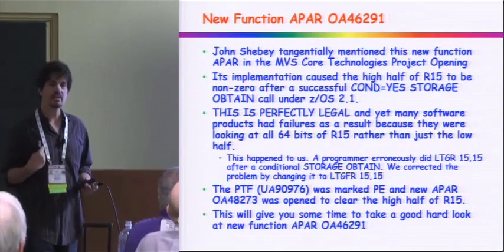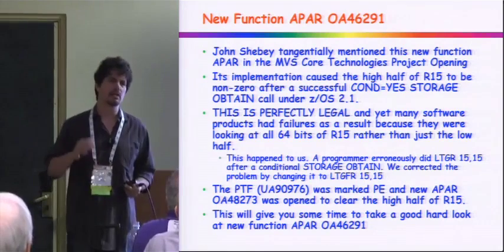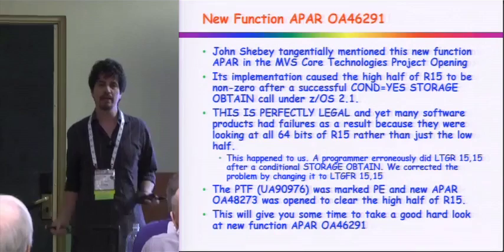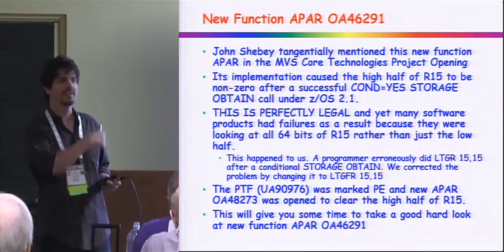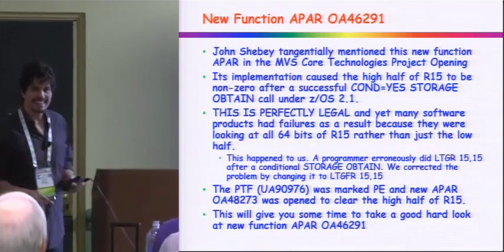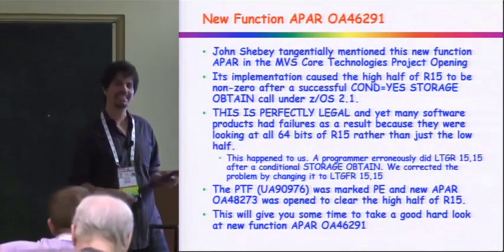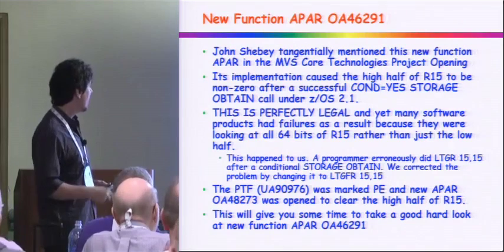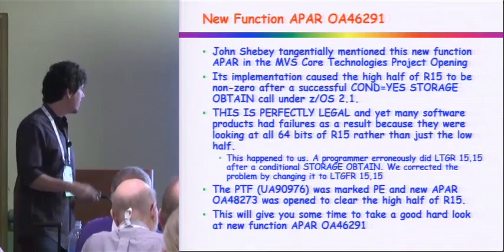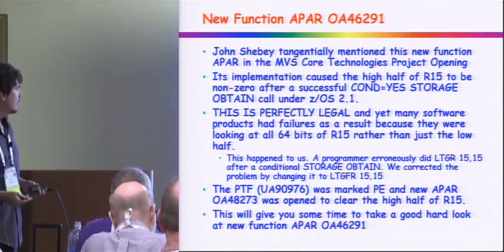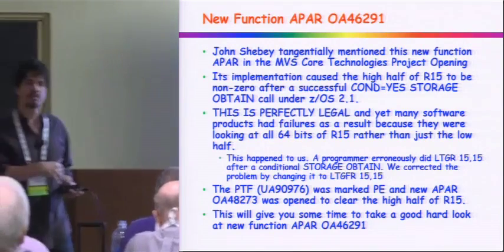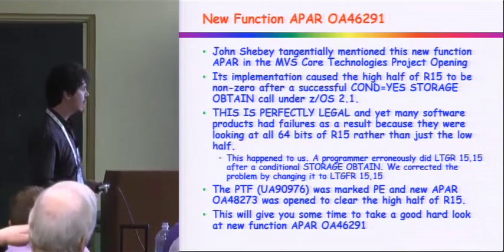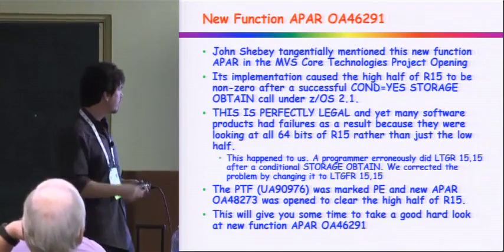Now the thing is, if it was just us, IBM would have said, you should have read the book. But instead, since so many of their products broke, they decided to change it. It's kind of like history being written by the victor. So anyway, it was marked PE, and they got a new APAR out of that, OA48273, which is open, to clear the high half of R15. I checked, I don't think this thing's closed yet, but it's an easy thing. I guess you can get the PTF from IBM.